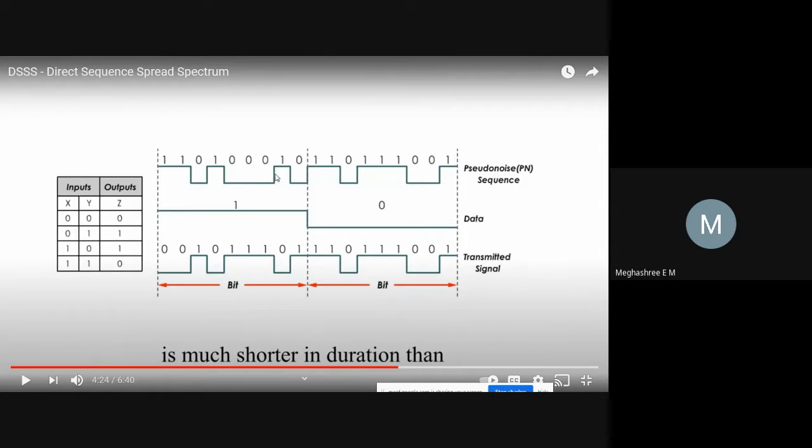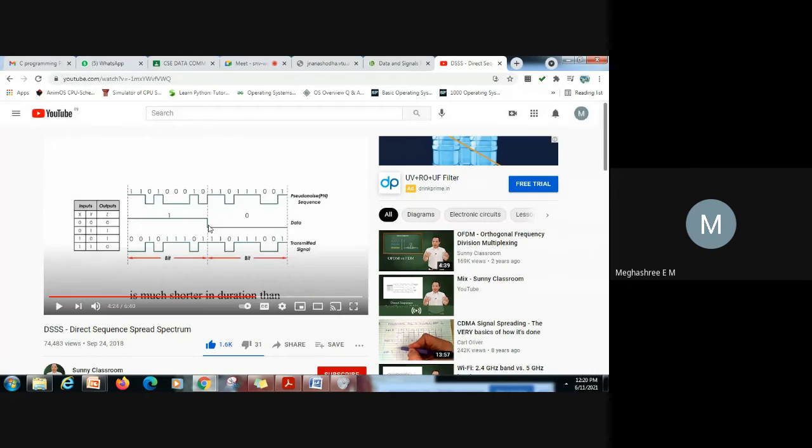For this, the chip generator adds chips to this data. So to send 1 bit of data, we are adding these chips to this data, and then we are generating the transmitted signal. Okay, that is about DSSS. Okay, that's all with respect to spread spectrum.